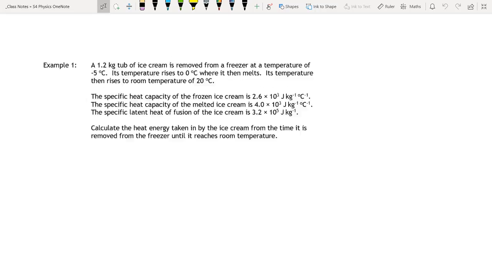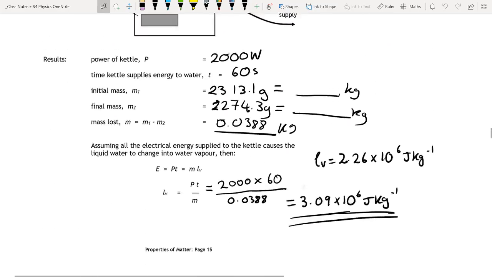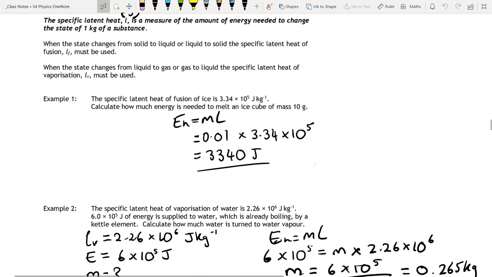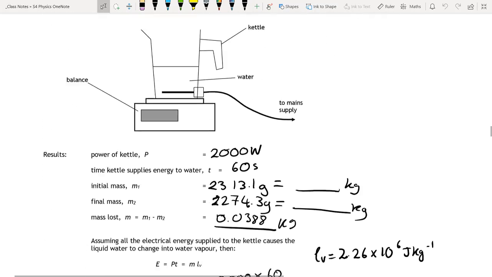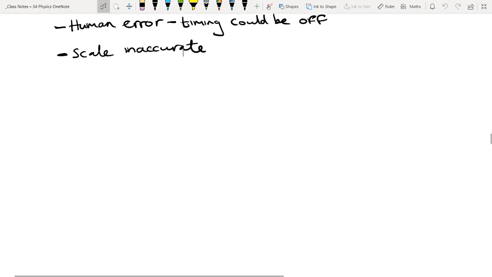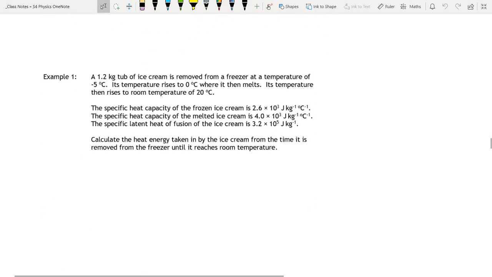Okay, so we looked last lesson at latent heat, and we said that was EH equals mL, and you use that when there's a change in state. And the specific heat capacity we just went through in homework is when there's a change in temperature. So this is going to take into account both things happening. So we're going to be using both equations in this one.